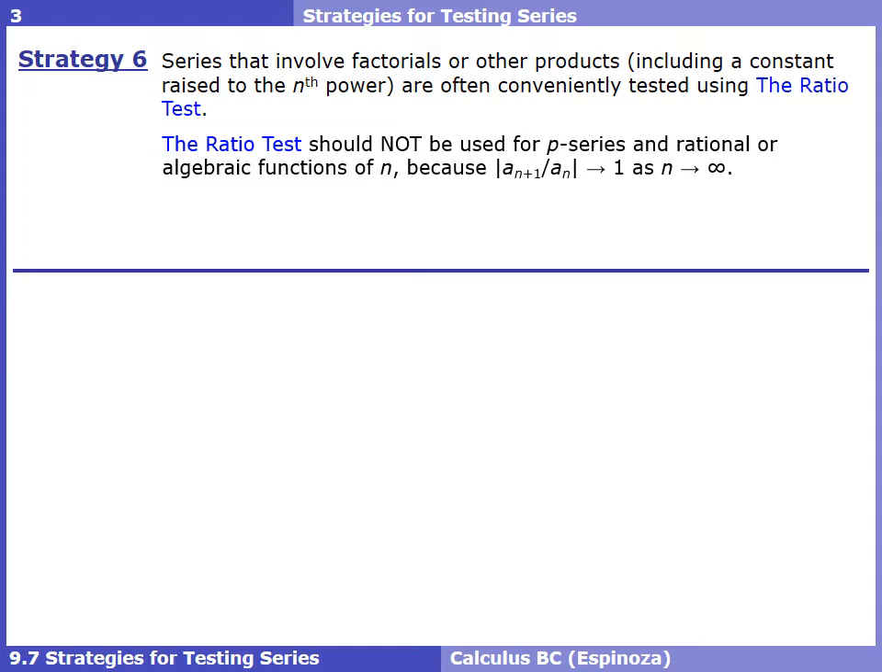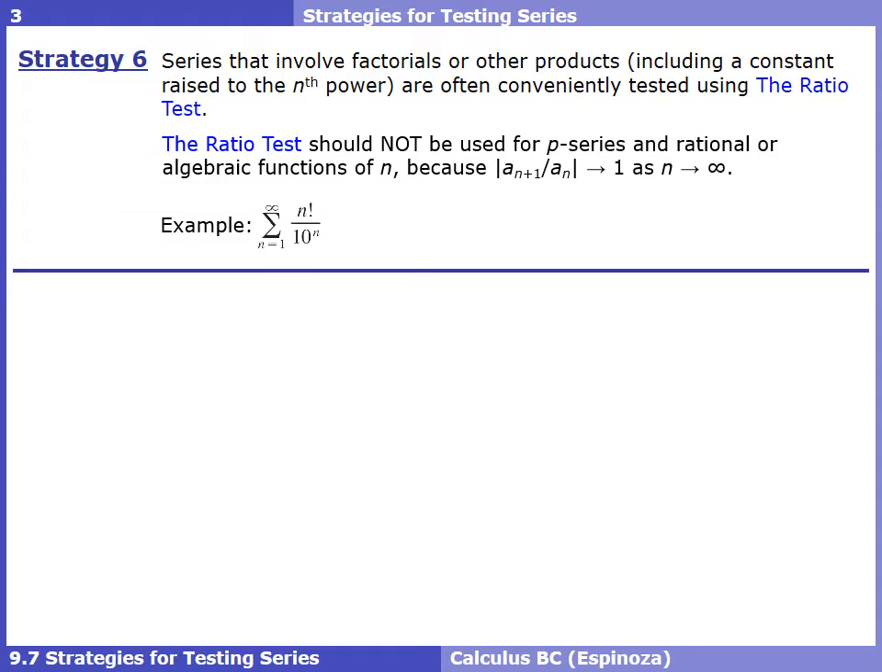Unfortunately though, the ratio test should not be used when something looks like a p-series. The main reason is because you'd end up with an answer of 1, and that's an inconclusive result. So in those cases, you really need to use a comparison test. But outside of that, we need to set up this ratio anytime you're going to apply the ratio test.